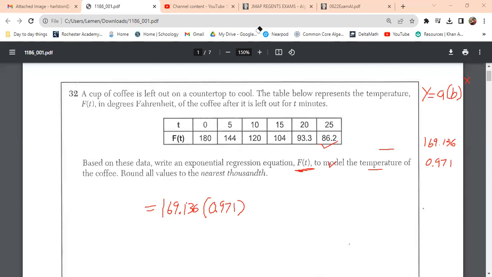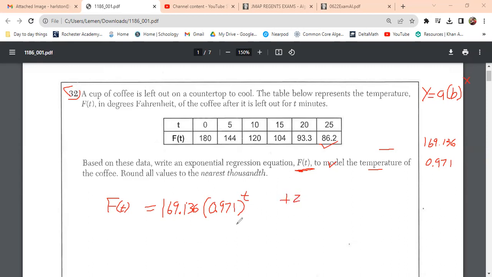All right, so this is going to be f of t, and this is going to be t. That's what we would do. This is a 2-point question, so if you wrote this with the proper rounding, this would be plus 2.